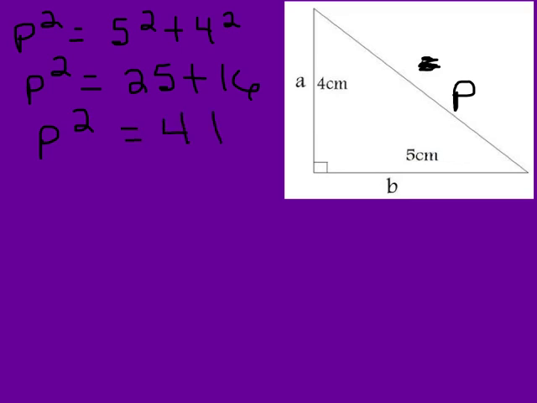Now I know that I don't have an actual square root for 41. It's not a perfect square. So I can say P is equal to plus or minus the square root of 41. Let me go back to that other one. I didn't put the plus or minus, and then it would be wrong if you didn't.